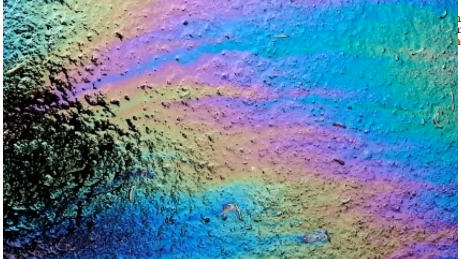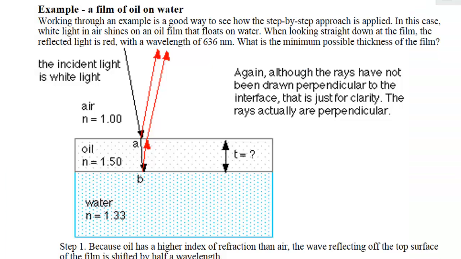The example we have is where incident light, just white light, is shining on water. And you can see in the diagram there's a various range of colours. We're going to pick up the red colour, which has a wavelength of 636 nanometers. What is the minimum thickness for the film if we were going to see that red colour?